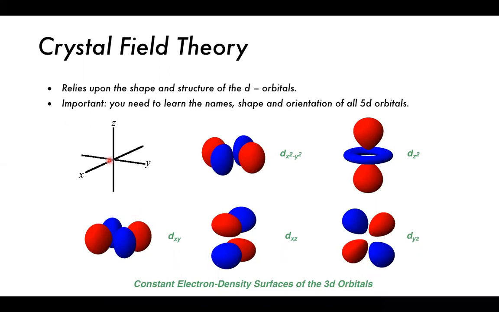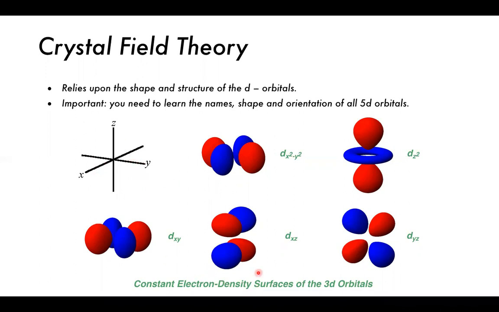So here we have our bonding axes. Here we have our different d orbitals. We've got our dx squared minus y squared, because the orbitals lie along the x and the y axes; dz squared, because the primary axis of the orbital is along the z axis; dxy, which lies in between the x and the y axes; dxz, which lies between the x and the z axis; and then the dyz, same thing, which lies along the plane of the y axis and the z axis.